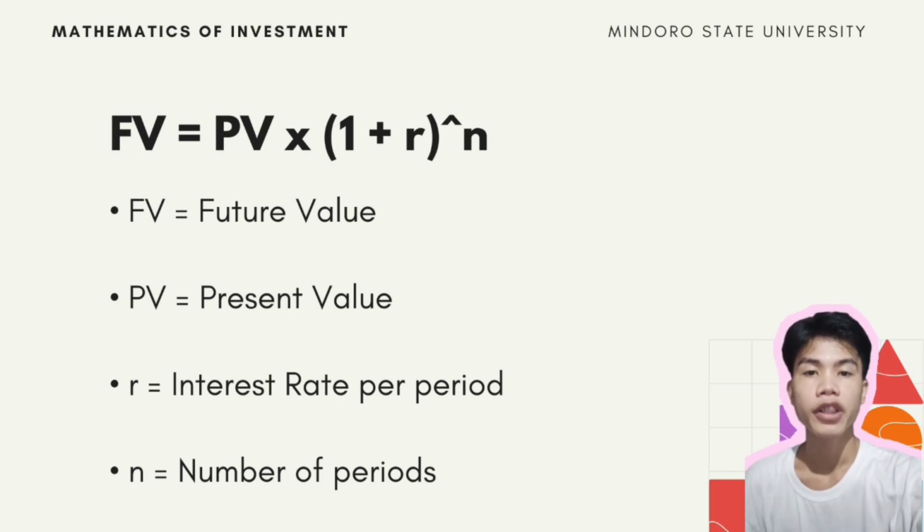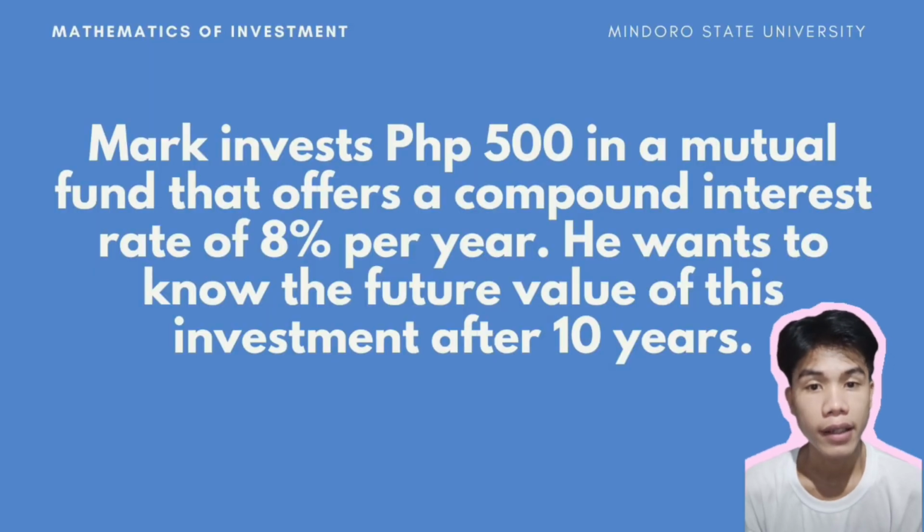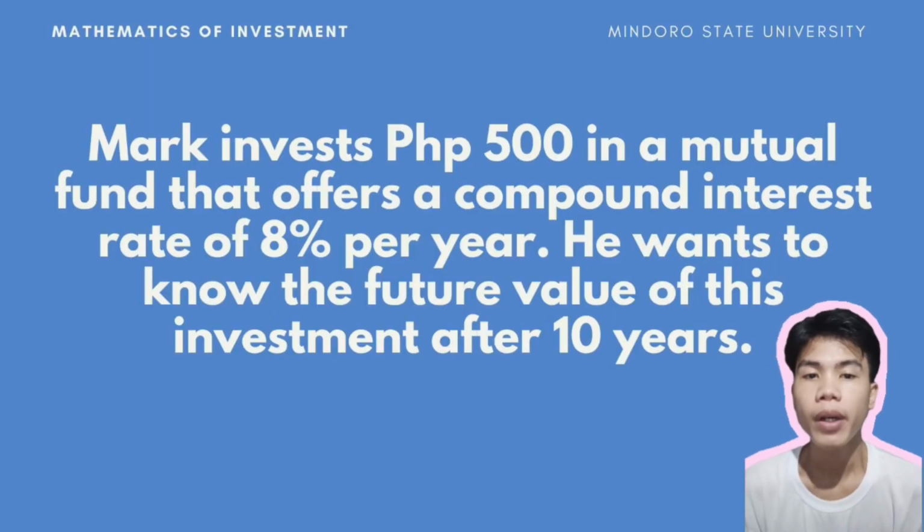Here is another example for solving future value. So for solving future value, we can use the formula FV is equal to PV times the quantity of 1 plus R raised to N, where FV is the future value, PV is the present value, R is the interest rate per period, and N is the number of periods. So to better understand it, here is a word problem example.